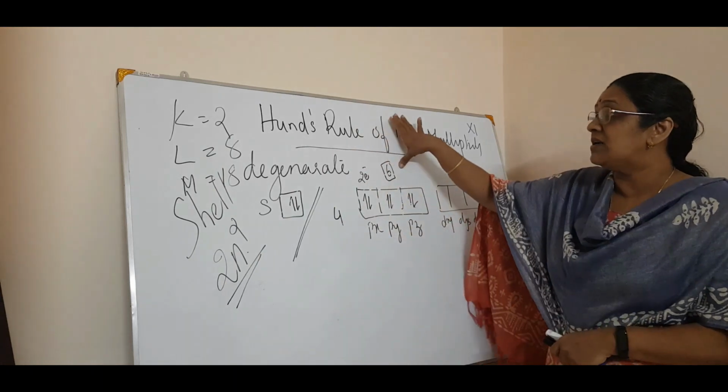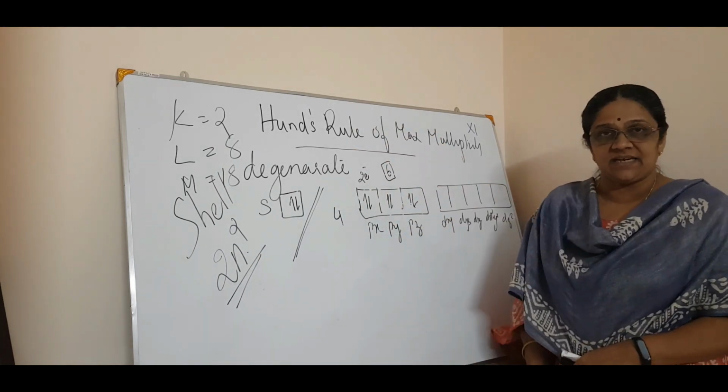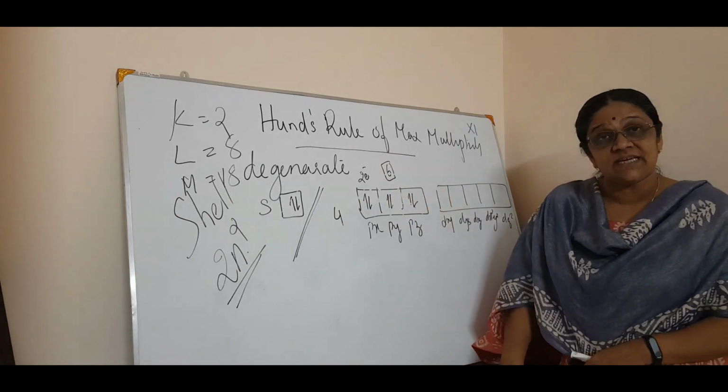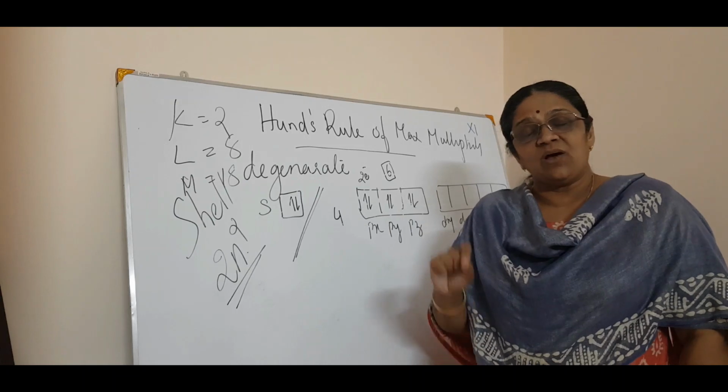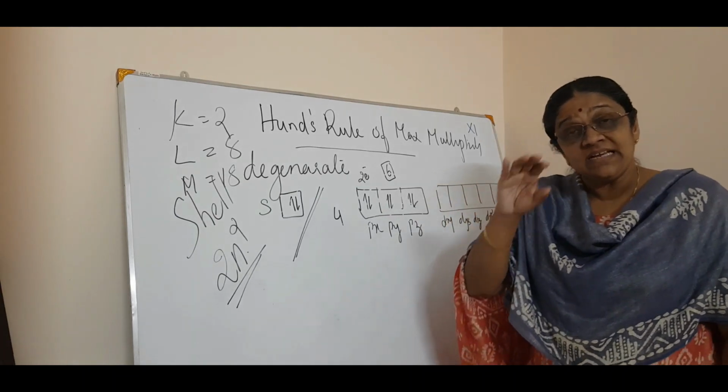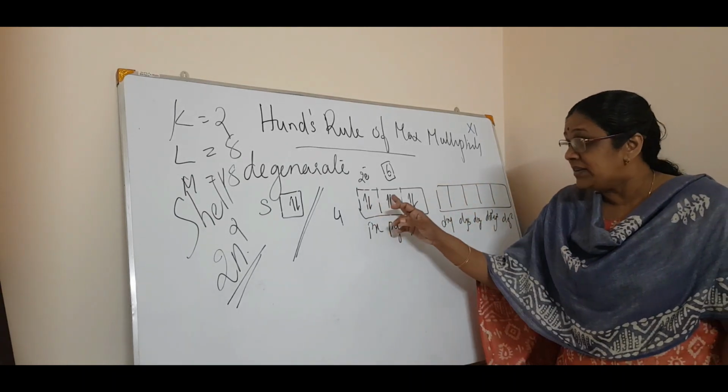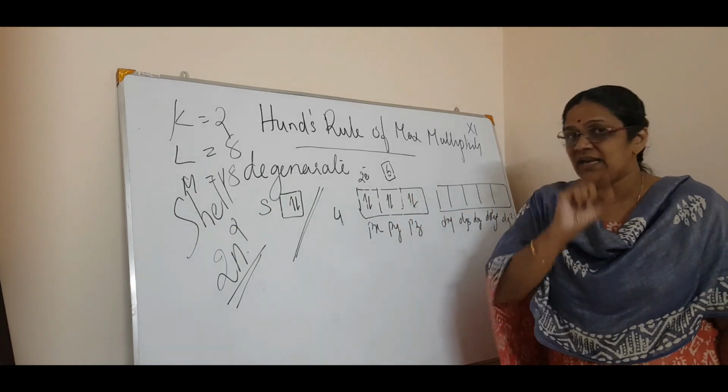Now the third is Hund's rule of maximum multiplicity. What does Hund's rule of maximum multiplicity say? It is about the pairing in degenerate orbitals. That is the funda. Now how does the pairing take place? The pairing takes place only after all the orbitals in the subshell get at least 1 electron.